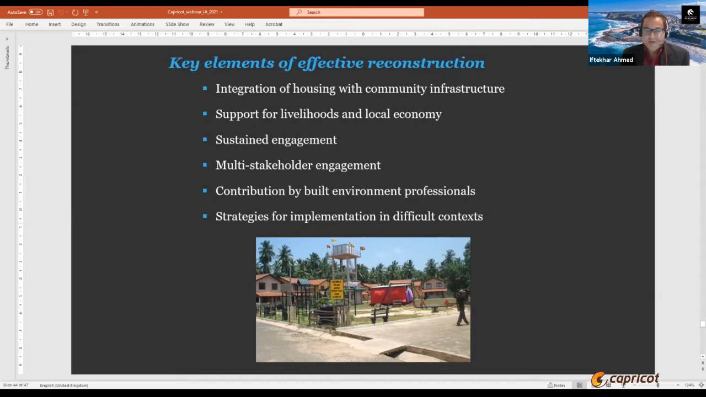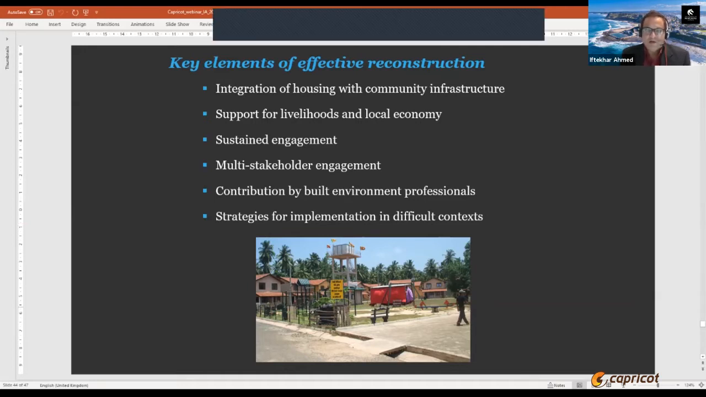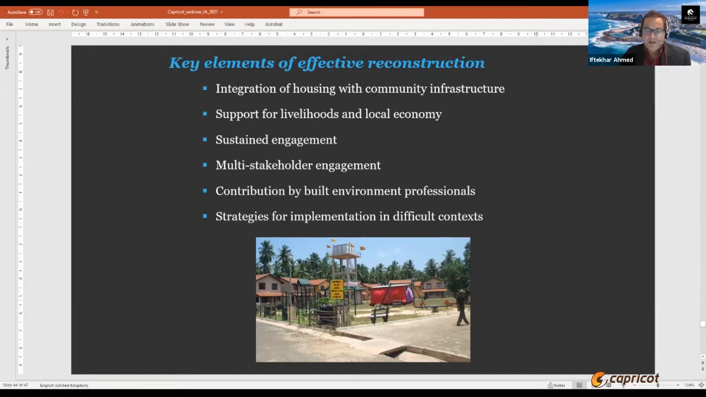And sustained engagement, that example that I gave you from Sri Lanka Foundation of Goodness, it's not a fly-in, fly-out organization. They started there after the 2004 Indian Ocean tsunami, and they have stayed with the community and supported it for a long-term development process. Multi-stakeholder engagement is just not architects doing it, but architects working with engineers and all kinds of multidisciplinary people coming in, as well as the communities who influence the design process.